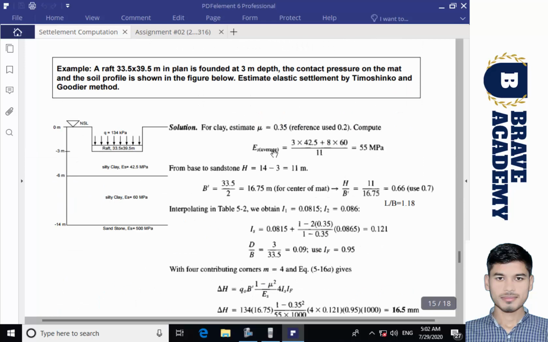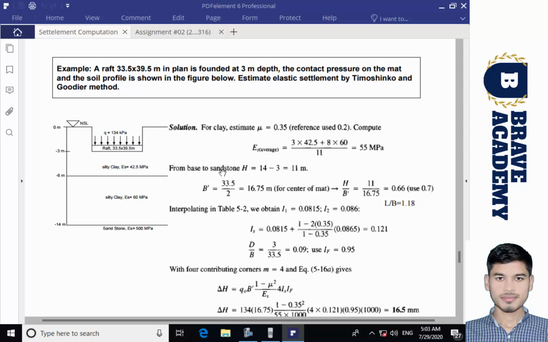So mu is equal to 0.35. We will calculate the average value for ES, that is (H1 E1 plus H2 E2) over total height. The height of the first layer is 3 to 6 meter, that is 3 meter, multiplied by its ES value 42.5, plus the height of the second layer, 6 to 14, that is 8 meter, times its ES value 60, over total height. 8 plus 3 is 11, the total height from 3 to 14. So average this and you will get 55 megapascal.